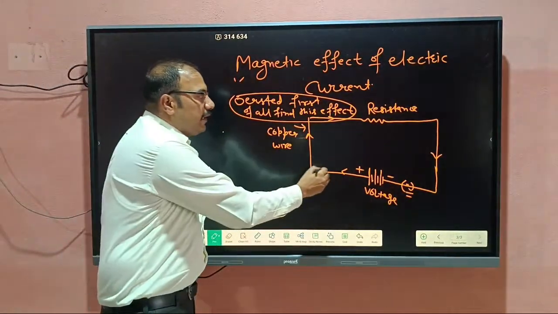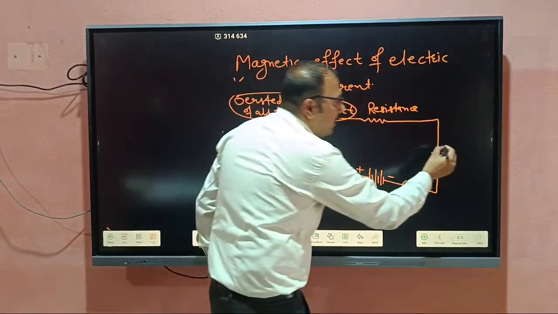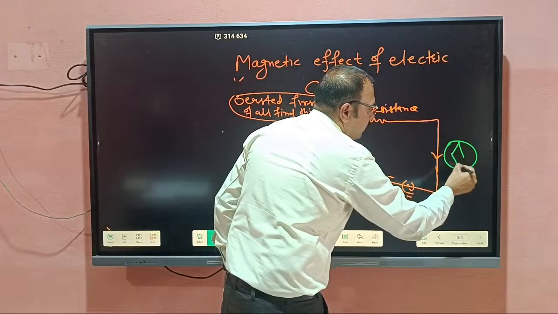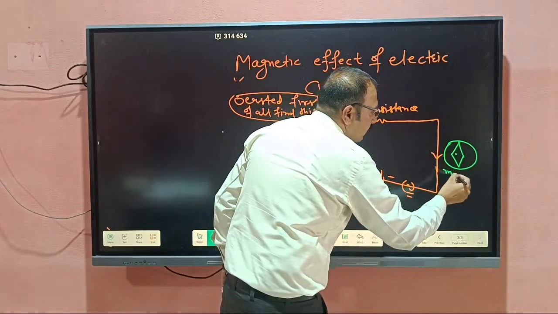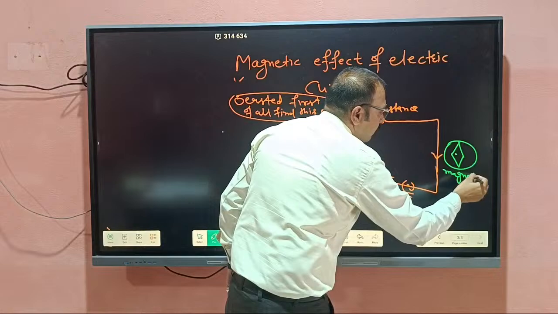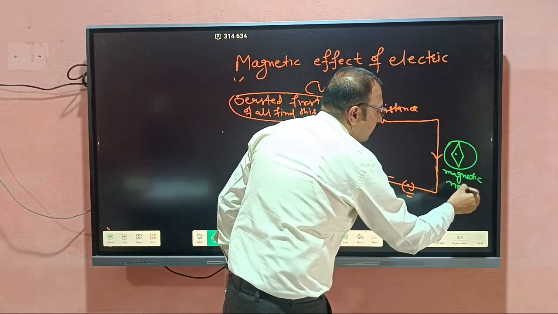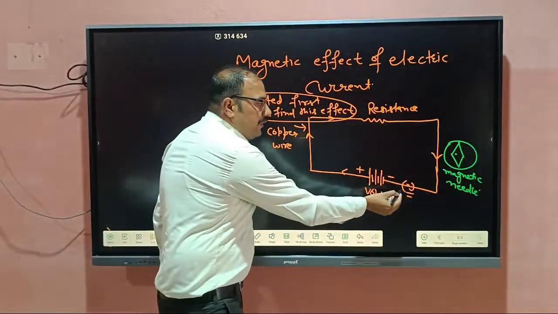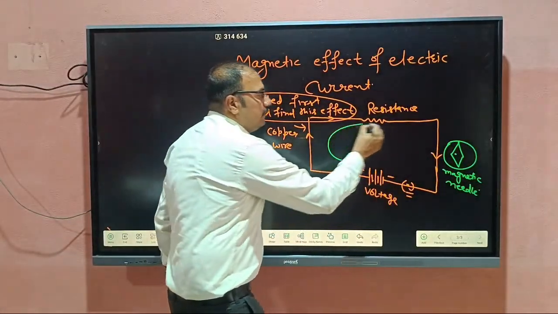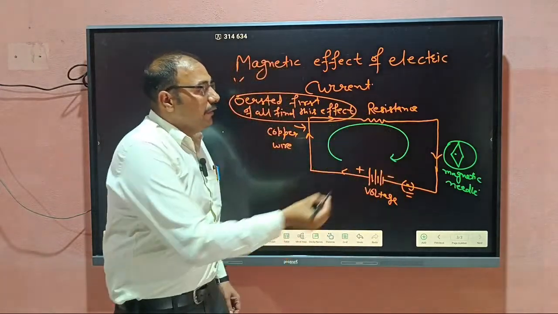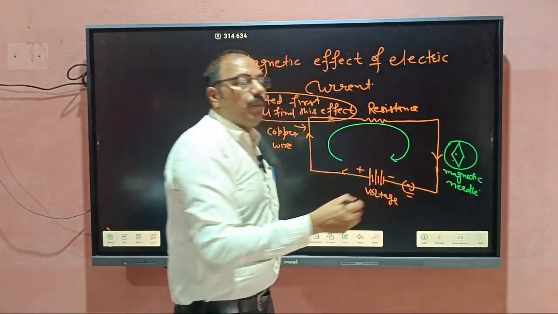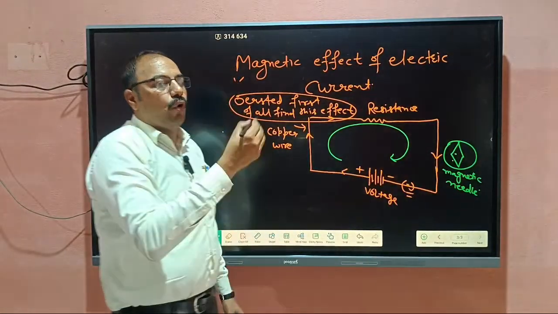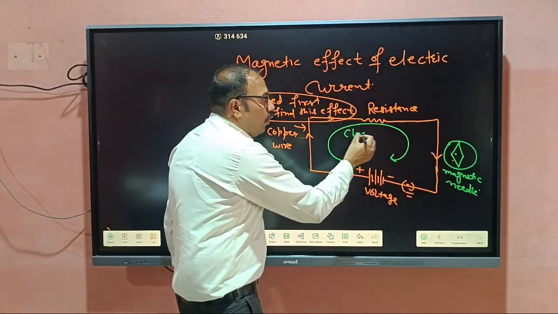First of all, when he passed electric current, what happened? We kept a needle here. So we place a magnetic needle here. For example, this is a magnetic needle. When we close the switch, electric current flows into the wire. What happened? This magnetic needle shifts in a particular direction. For example, here the direction of the electric current is clockwise.